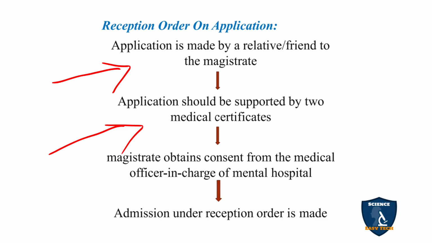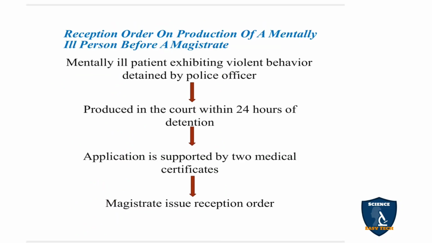So the magistrate obtains consent from the medical officer in charge of mental hospitals. So the magistrate, the court judge, will be taking consent from the medical officer in charge of a psychiatric hospital. Okay, it can be like the medical director or dean, like that. Then admission will be taken once the reception order is made. So this type of admission is reception order on application.